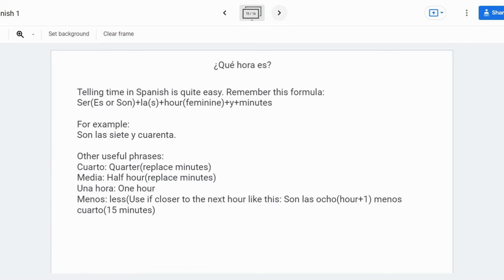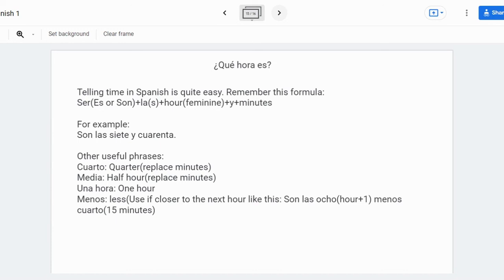And here's another special thing about time. Instead of just saying that it's 7 and 40 minutes past 7, you can even say it's 20 minutes to 8. Well, I wrote this sentence at 7:45, that's why it's a little different. Menos is a literal translation meaning less. You should use this if it's closer to the next hour instead of the passing hour.